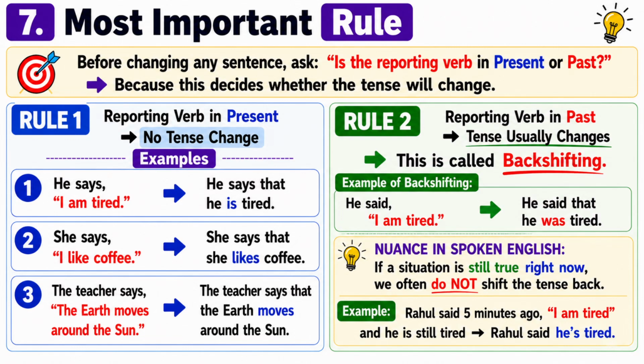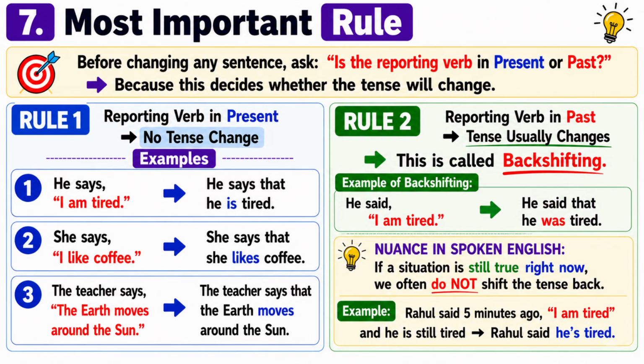Rule number 2. If the reporting verb is in the past tense, the tense usually changes. This is called backshifting. Example. He said, "I am tired." It becomes, he said that he was tired.